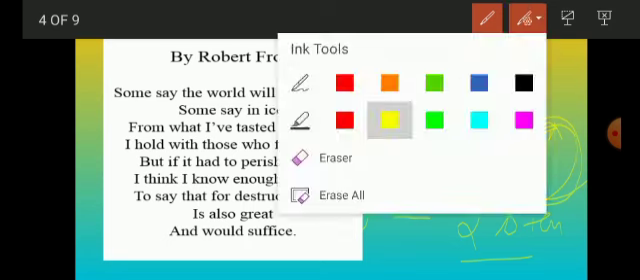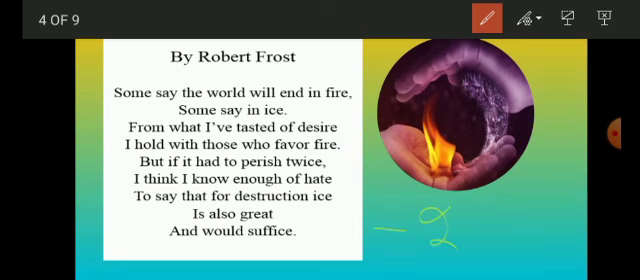This poem is of two stanzas, totally 9 lines. The first stanza consists of 4 lines and the second stanza consists of 5 lines. So it means that it is of unequal length.